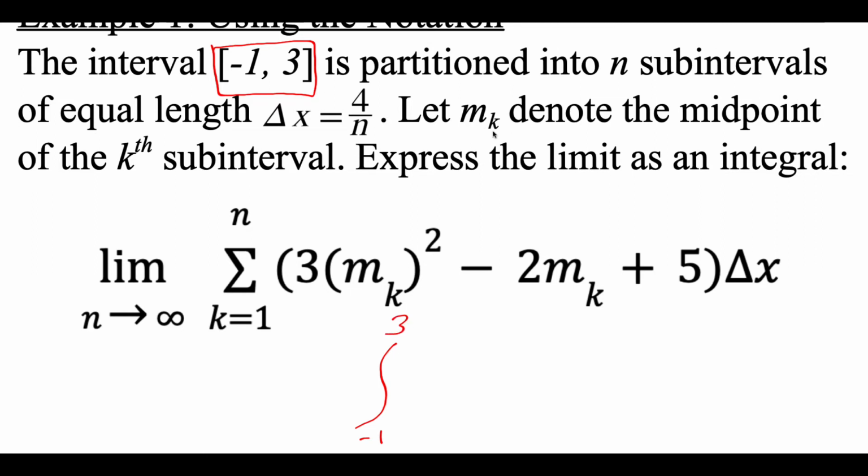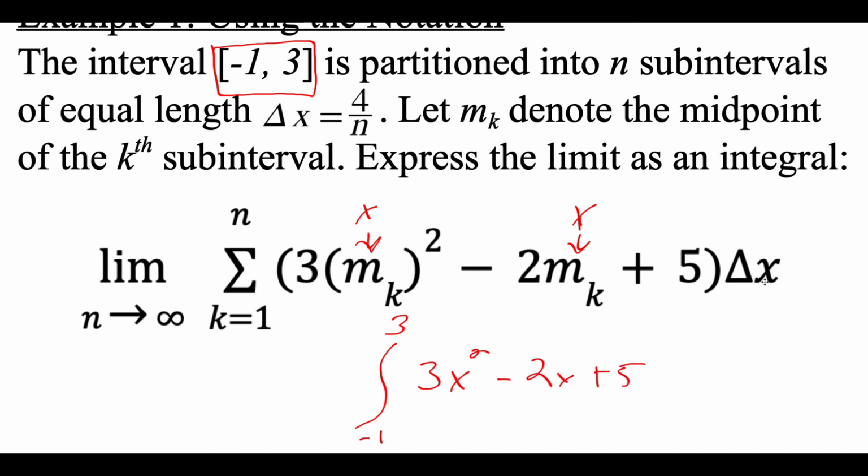Now this m sub k value we said was a midpoint of some k interval. All that means is that m sub k is representing some x value within one of those little interval chunks that we were talking about before as we were looking at creating these rectangles. So since that m sub k really just represents an x value, then as we're looking at this function down here, I can just replace that m sub k in both of these places with regular x's. So then our function that we're dealing with is going to be 3x squared minus 2x plus 5.